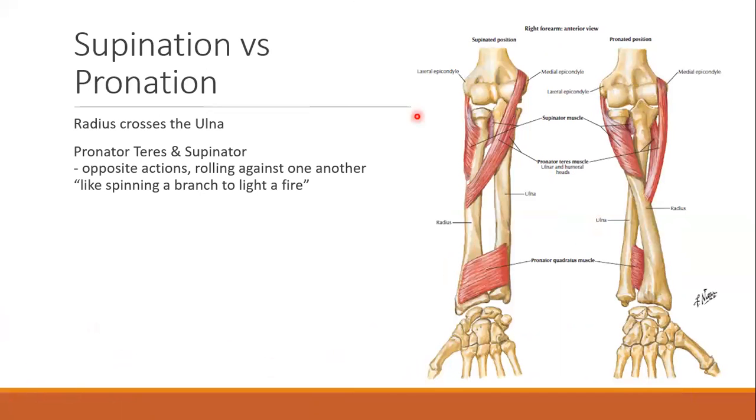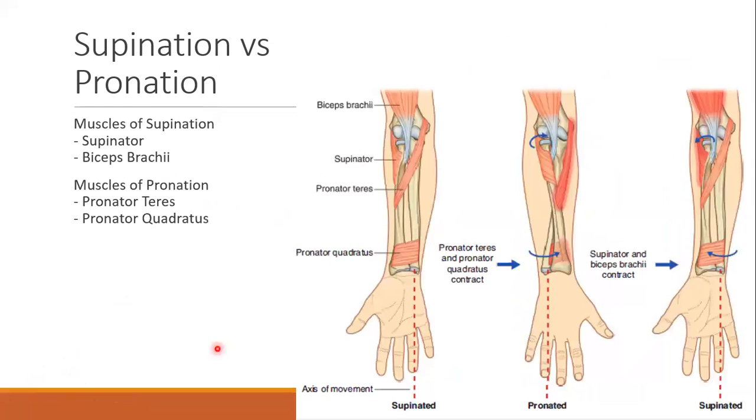So a note about supination versus pronation. The action of pronation is crossing the radius over the ulna. So here's your ulna, the bone, here's your radius, the bone. Pronation is crossing the radius over the ulna, and then supination is bringing them back to this position. So you actually have this movement happening with pronator teres and supinator, how the two of them have opposite actions and they roll against one another here at this juncture between your radius and your ulna. And it's like spinning a branch to light a fire, is the rolling action that happens.